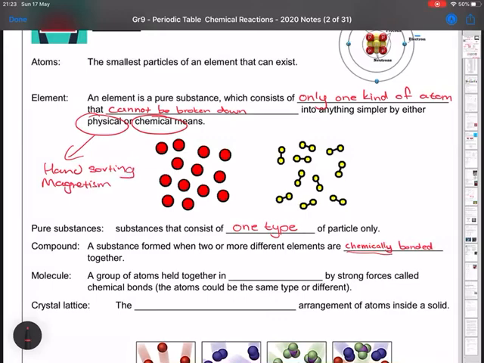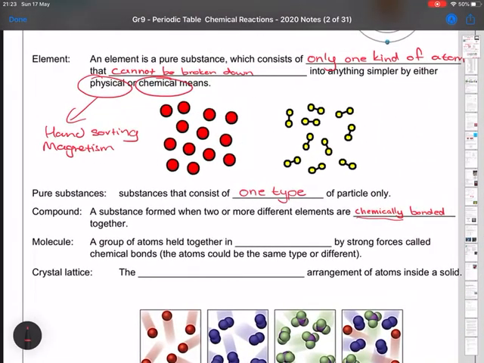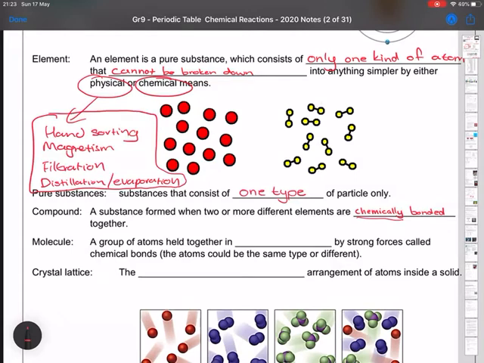So we've got hand sorting, magnetism, and another one could be filtration. So say, for example, you had a mixture of sand and water. You would have been able to separate out the sand and water by filtering out the sand. One last one is distillation, okay, or evaporation. So please make sure you make a note of the different ways that you can separate a substance physically.